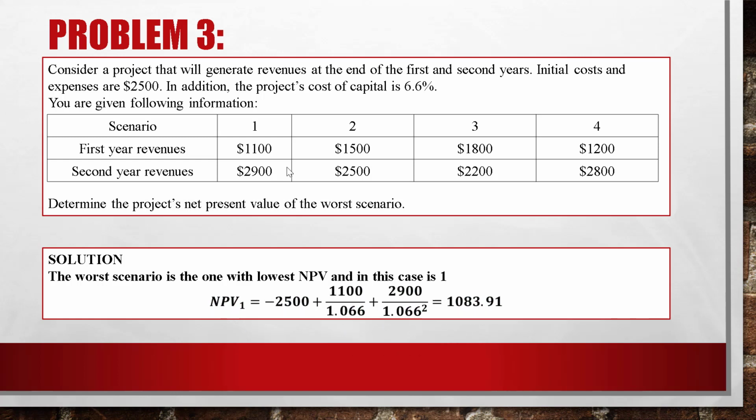And the NPV of it is negative 2,500 plus 1,100 over 1.066 plus 2,900 over 1.066 squared, and the answer is $1,083.91.